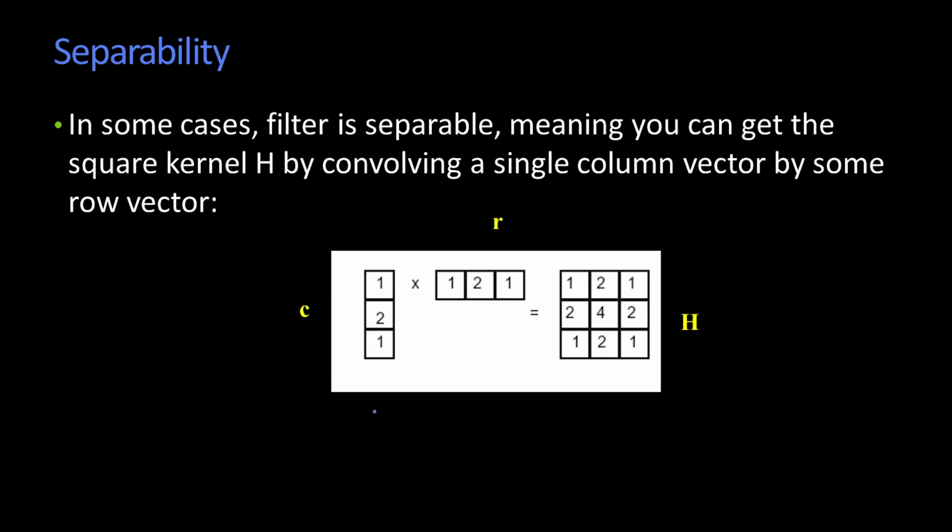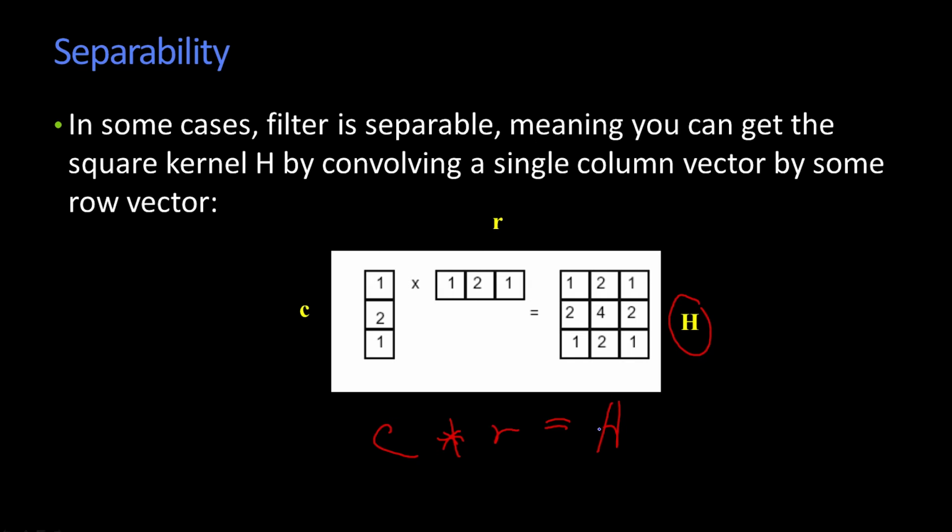So here we have a single column, and here we have a single row. And just think of zeros being around it. If I convolve this column by this row, I would get out this new H, which has 1, 2, 1, 2, 4, 2, 1, 2, 1 in it. So C convolved with R equals H.